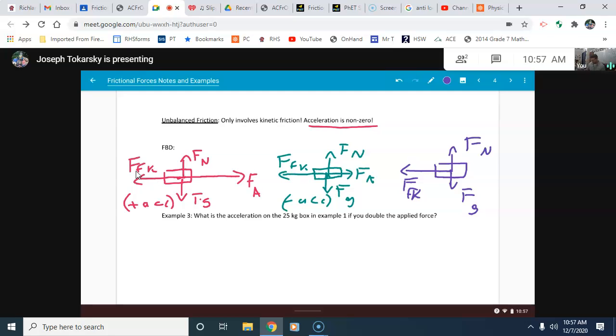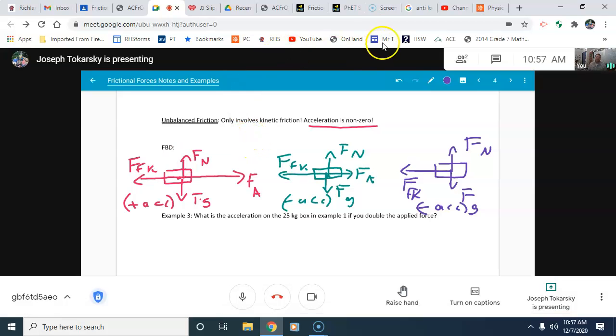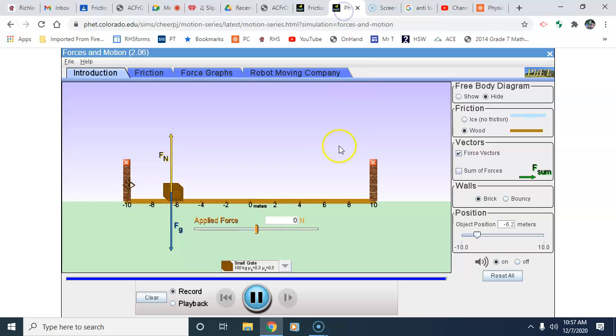So if you push your book across the table and let it go, well then it'll eventually stop and there's no applied force after you let it go. So the kinetic frictional force in that one would also cause a negative acceleration, eventually stopping the object, right? And we could show some of these on our thing here.